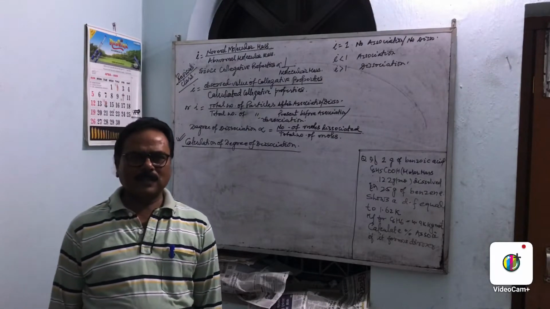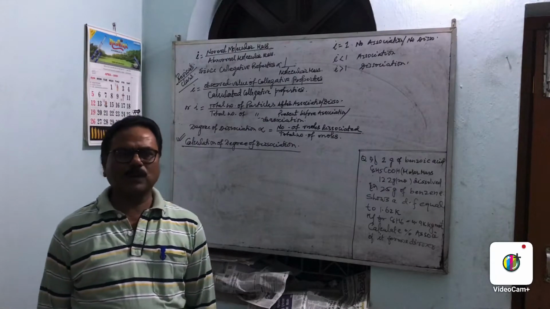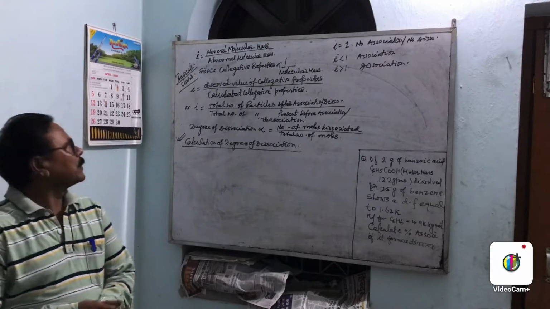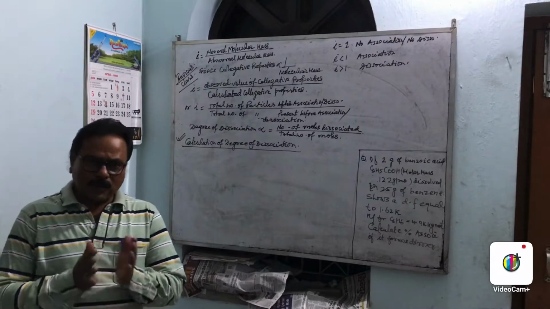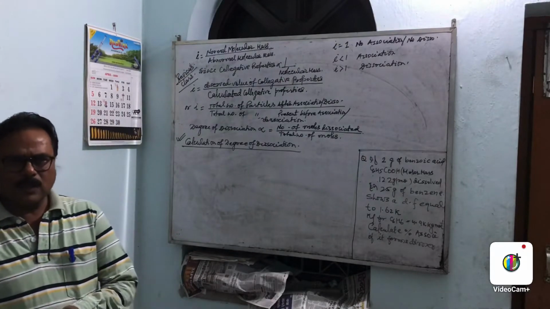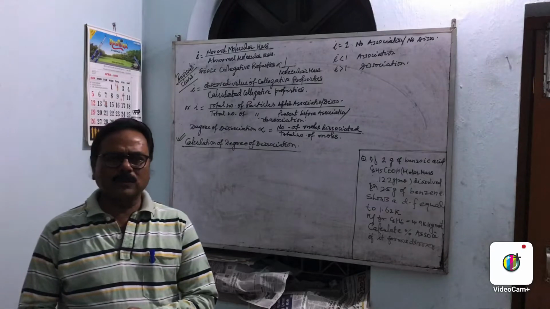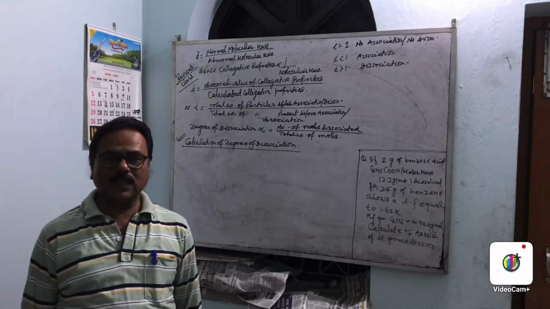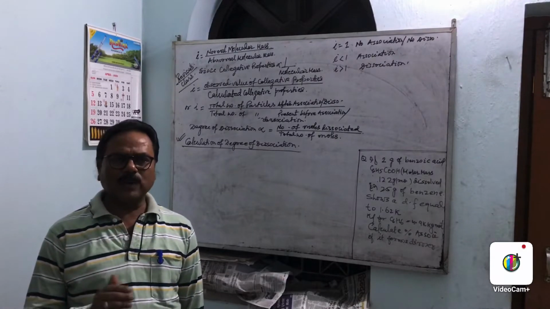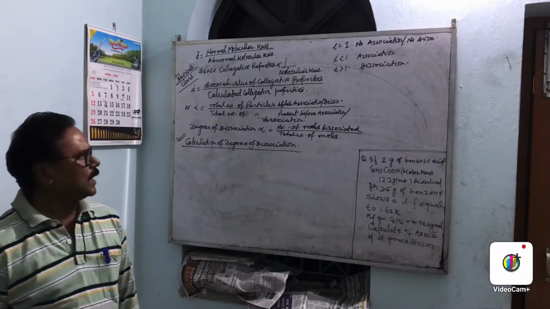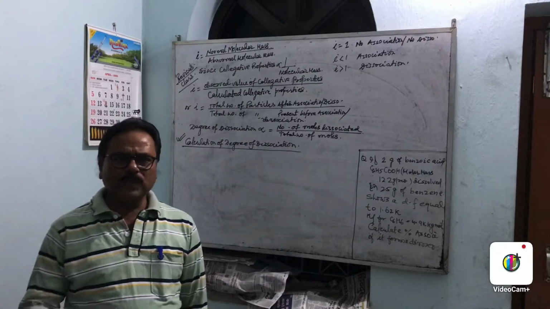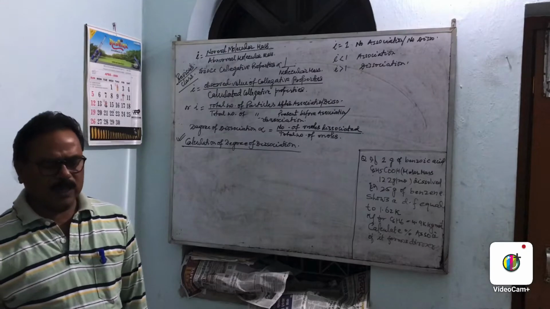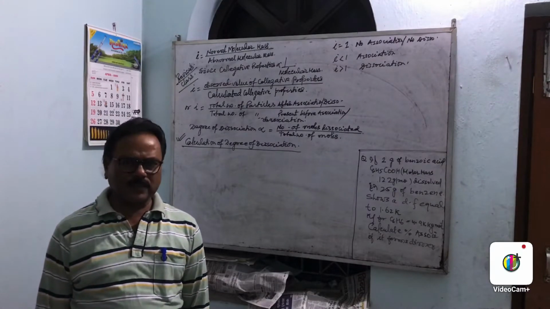I had discussed the abnormal molecular mass with you, and its cause, which I had already discussed: it is due to the association and the dissociation of the solute particles in the solution, right? Now, how to remove this abnormality has already been discussed by introducing the Van 't Hoff factor.